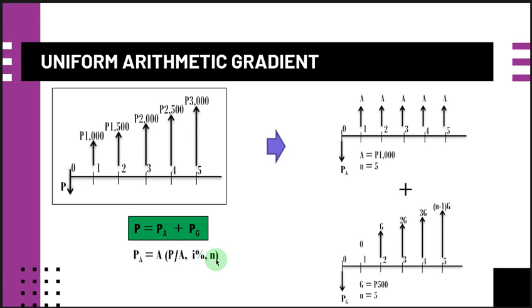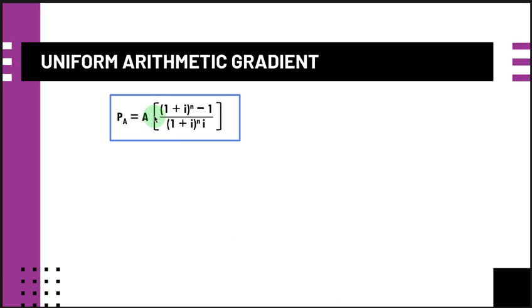How about for our P subscript J? The formula for this is equal to the gradient itself times P given J at I% in N years, in which our J here is simply the uniform gradient amount, which is equal to 500 pesos. Proceeding, we have this formula for our PA, which is equal to A times the quantity 1 plus I raised to the n minus 1 all over 1 plus I raised to the n times I.